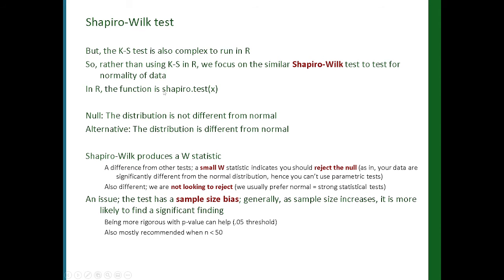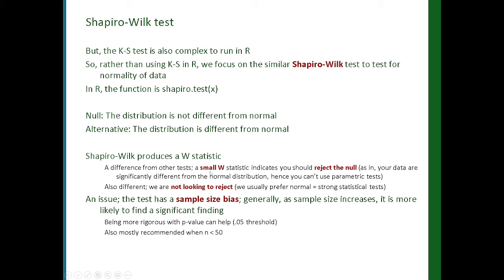So you can use the R function shapiro.test. In this, we're assuming that the null is that the distribution is not different from the normal, and the alternative is that the distribution is different from the normal. And there are some specific differences that you need to be aware of when using this approach, okay? Normally, we would expect a large test statistic to lead to a significantly different result. That's somewhat different here.